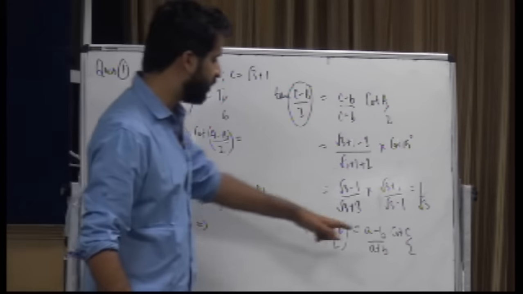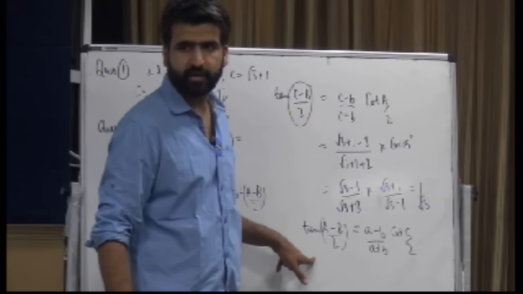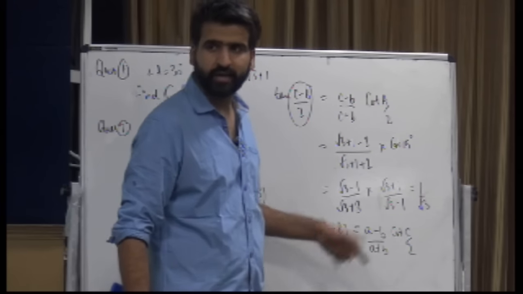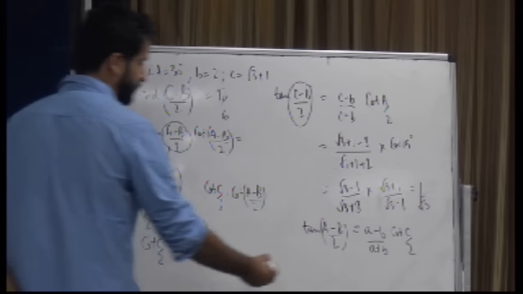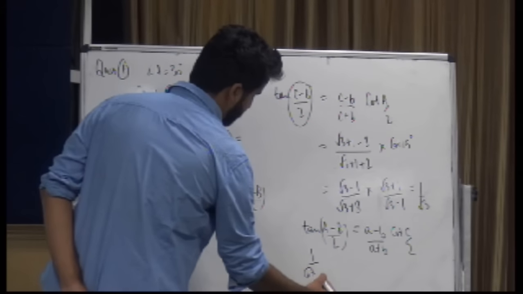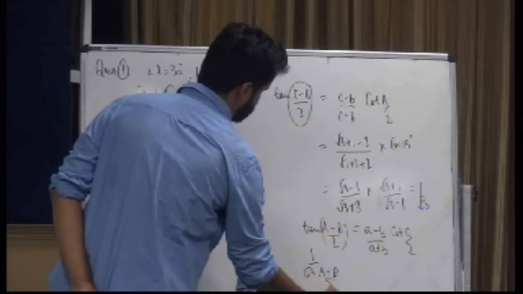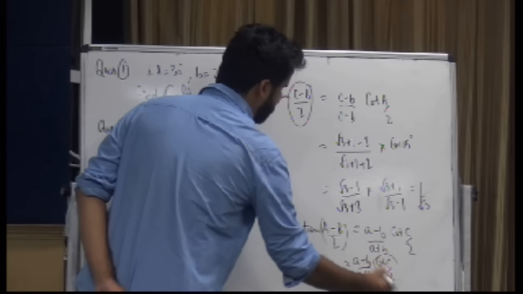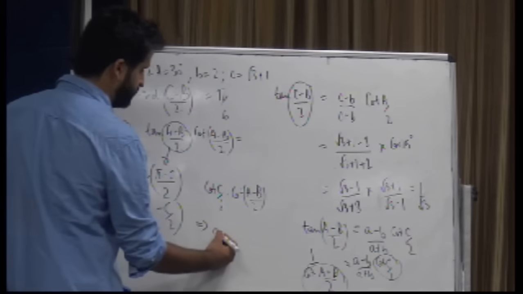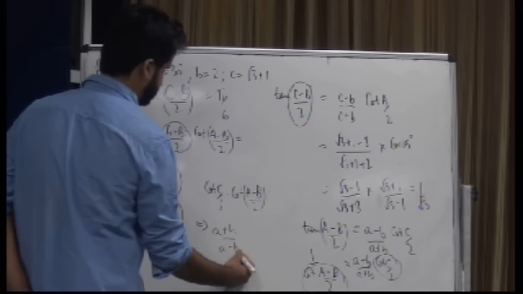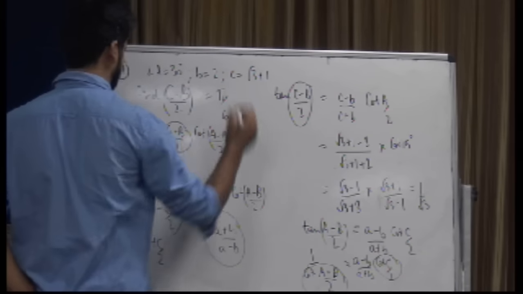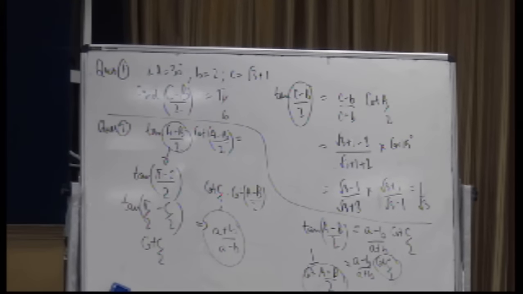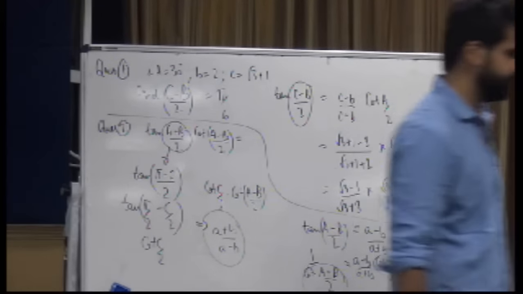So if you multiply cot C/2 by cot (A minus B)/2, if you write tan (A minus B)/2 is equal to 1 upon cot (A minus B)/2, so this will be 1 upon cot (A minus B)/2 is equal to (a minus b) upon (a plus b) cot C/2, and you multiply these two, you will get the value. This is the answer. Okay, so the answer will be (a plus b) upon (a minus b).